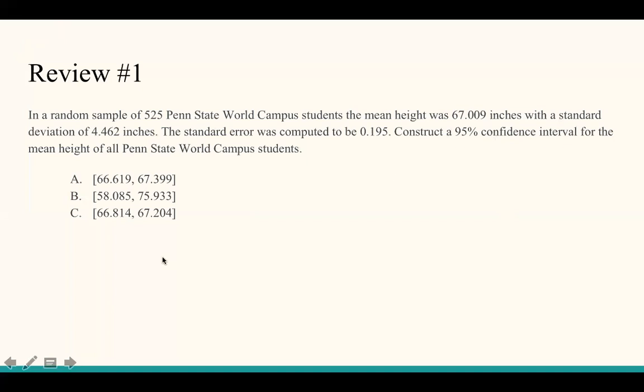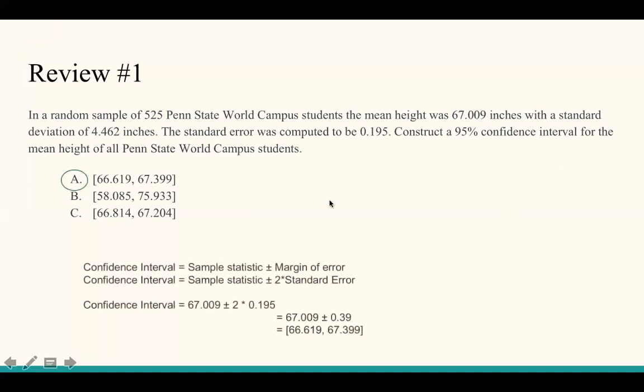All right, we're going to go over this one now. So the answer here is A. We're just going to walk through it. So here's that formula again. The top one is the most broad or the most consolidated formula: sample statistic plus or minus margin of error. You can break that down into your sample statistic plus or minus 2 times the standard error. It's the same formula.